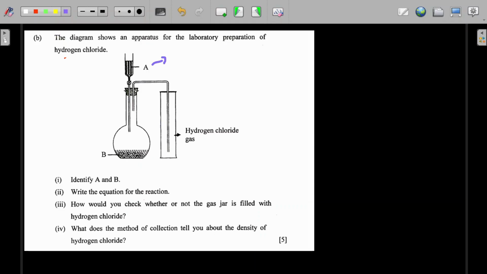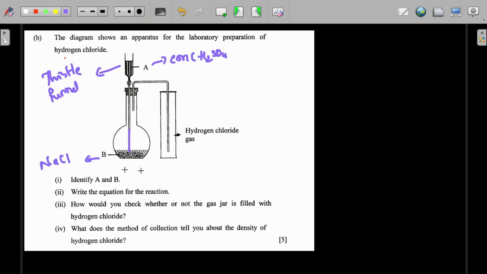So this is called a thistle funnel, and one precaution you have to take: the end of the thistle funnel should be submerged in the reaction mixture. That is, whatever sodium chloride plus sulfuric acid we are taking, it has to be submerged, because whatever HCl gas is there, that should not escape through the thistle funnel. And always in a thistle funnel we use a liquid reactant. So here the liquid reactant is concentrated sulfuric acid. B will be the other one, that is solid state, that is sodium chloride.